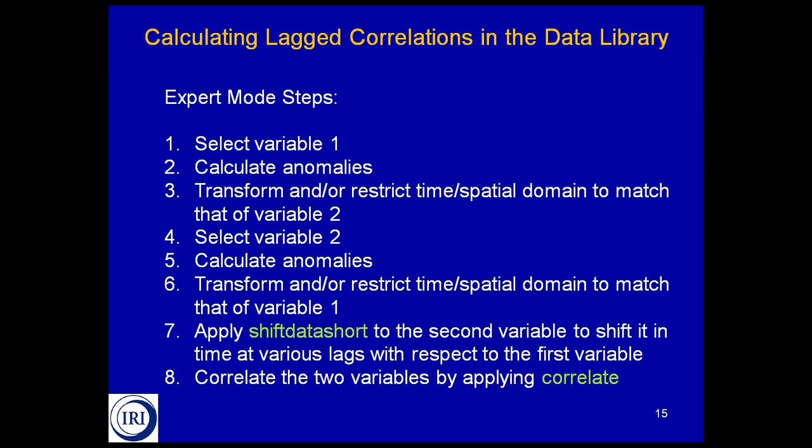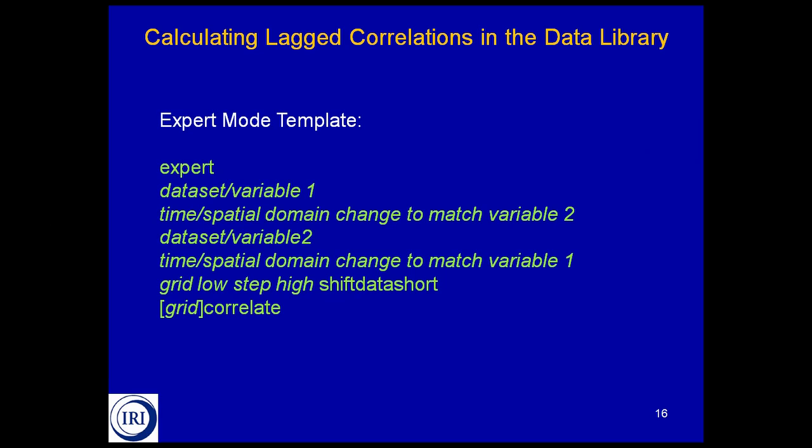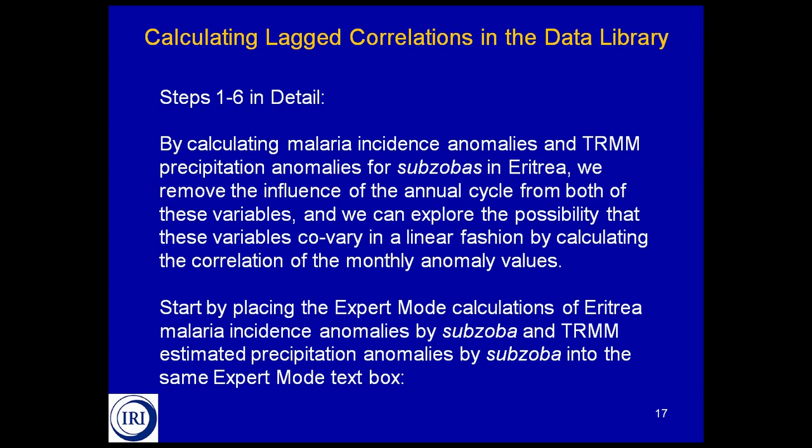So here's the list of general steps that you would go through in the data library expert mode to do this kind of a calculation. First, you would select the first variable, calculate its anomalies, then transform and/or restrict the time and spatial domain to match that of variable 2, then select variable 2, calculate its anomalies, and again transform or restrict the time and spatial domain to match that of variable 1. Then you would apply shift data short to the second variable to shift it in time at various lags with respect to the first variable. Then you would correlate the two variables by applying the correlate command. And just as a template, this is how the series of commands would look. So we'll go through all of these steps in detail for this example.